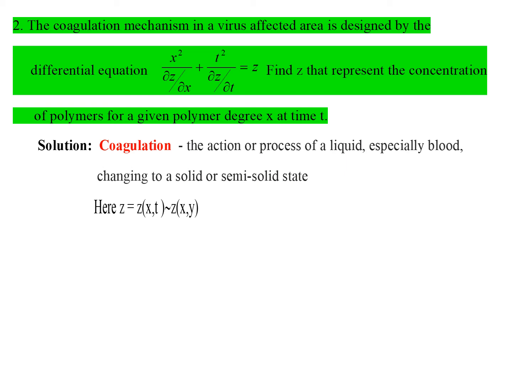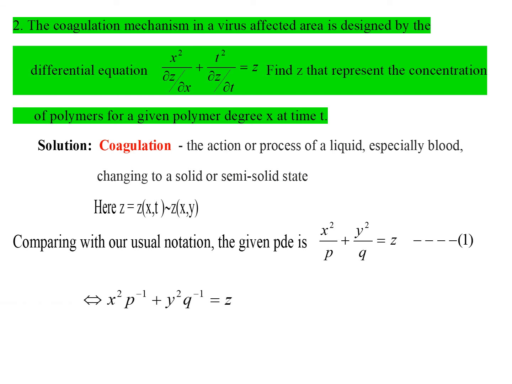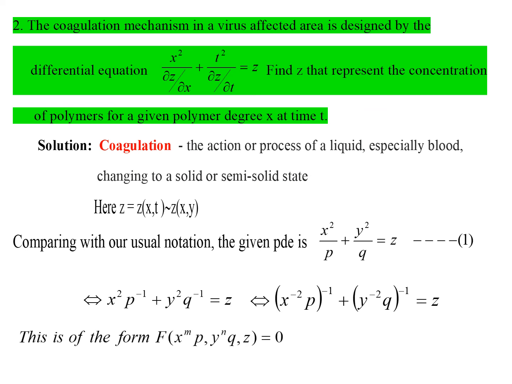So here Z is a function of X and T they have given, but let us change that to our original variables X and Y, so that we can write the given PDE in this format, since p is dou Z by dou X and q is dou Z by dou Y. So here instead of Y we have the parameter T. Now when you observe this, we can rewrite this as x squared p power minus 1 and y squared q power minus 1 equal to z, which is of the form f of x power m p and y power n q equal to z equal to 0.